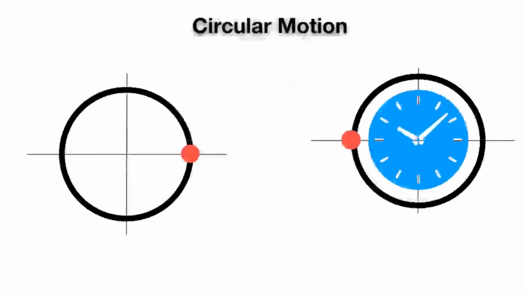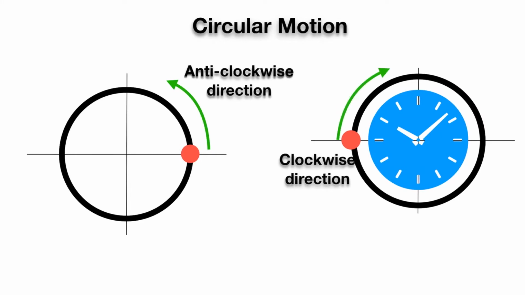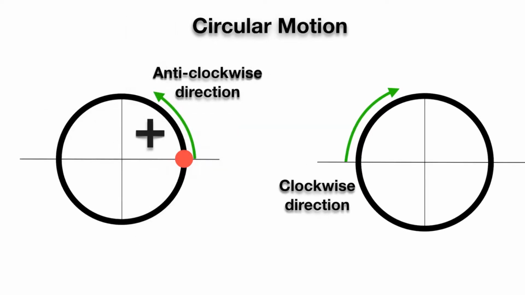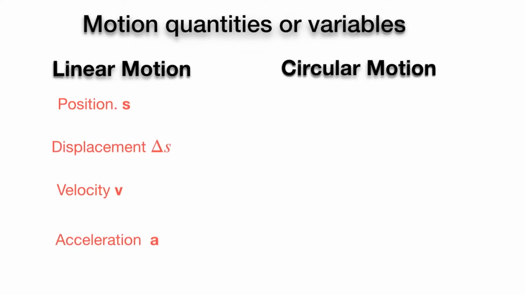Similarly, a circular motion can be only in two directions, the anti-clockwise direction or the clockwise direction. The anti-clockwise direction we take as positive and the clockwise direction we take as negative. To present any motion, we need quantities which change with time. For linear motions, quantities like position, displacement, velocity and acceleration. All of these are vector quantities.